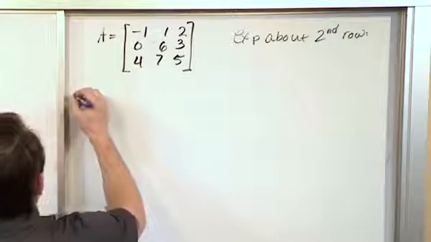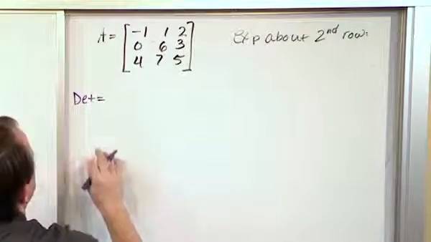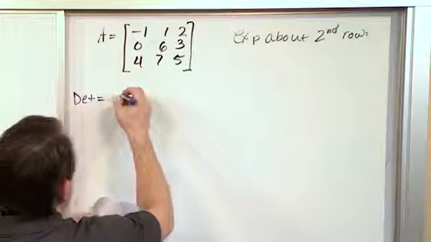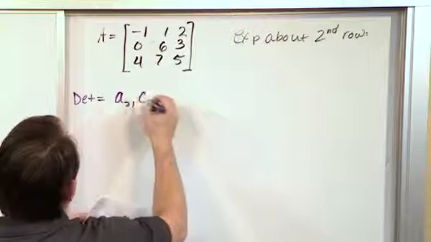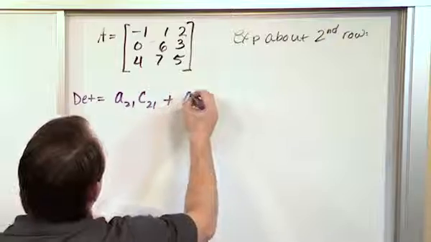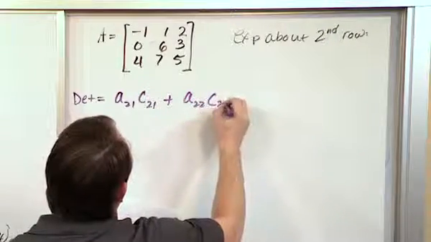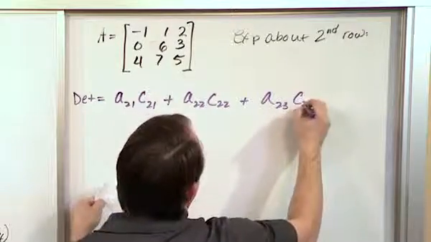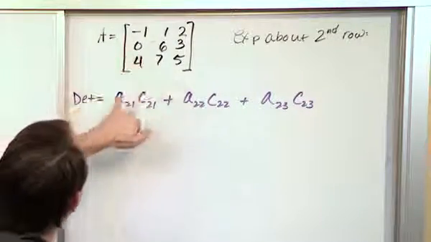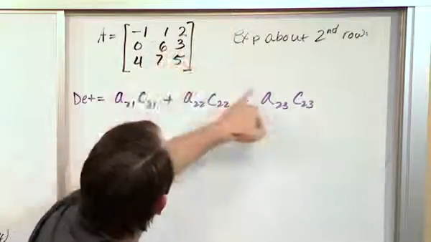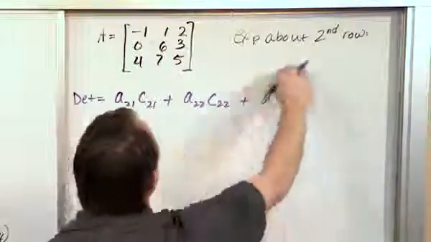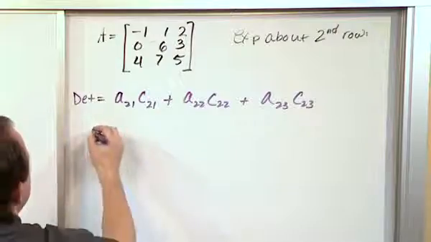All right, so the determinant is equal to, let's first write it out formally. We will say A21 times the cofactor C21 plus A22 times cofactor C22 plus A23 C23. This is this element here, this element here, this element here, each times their cofactor. That's how you calculate the determinant. You go through the second row just like that.